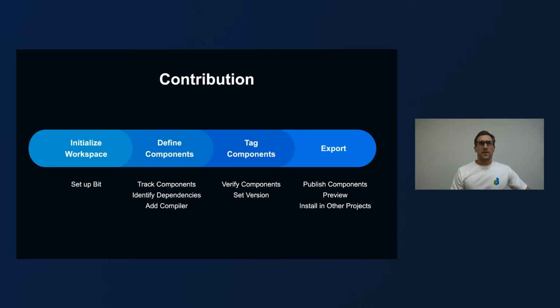After, the component can be tagged with new version. But before new version is assigned, Bit checks if all dependencies are properly added. Last step is to export your components. If everything went well, components can be found on Sharing Platform's website and installed in other projects.